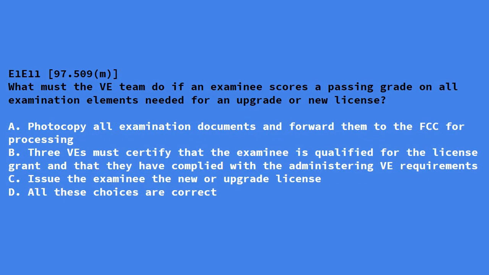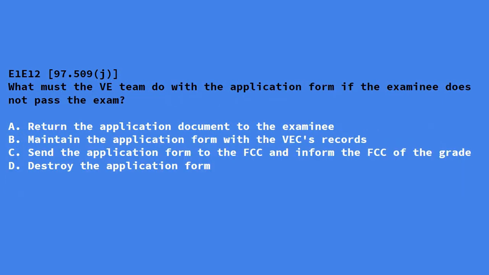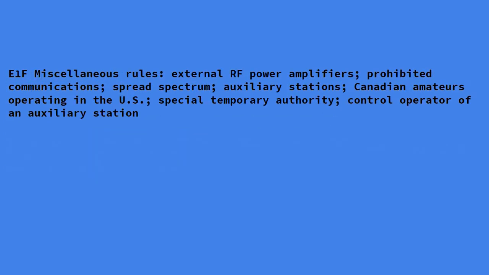E1E11, what must the VE team do if an examinee scores a passing grade on all examination elements needed for an upgrade or a new license? 3 VEs must certify that the examinee is qualified for the license grant and that they have complied with administering VE requirements. E1E12, what must the VE team do with an application form if the examinee does not pass the exam? Correct answer is return the application document to the examinee.